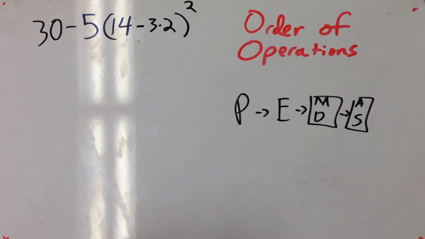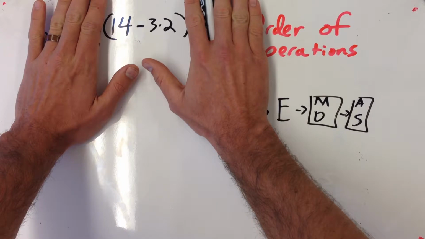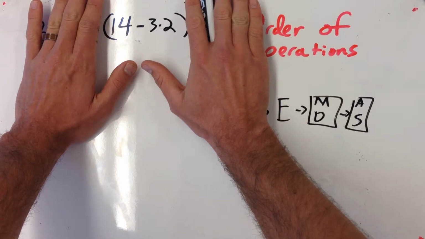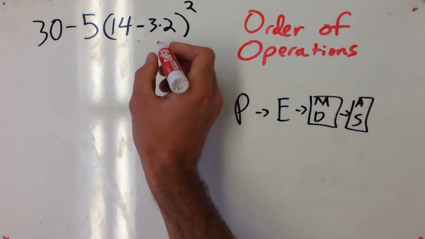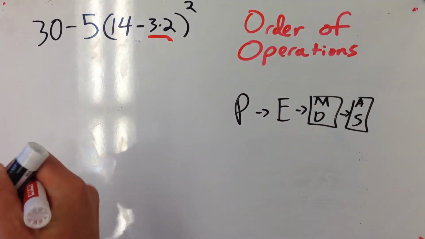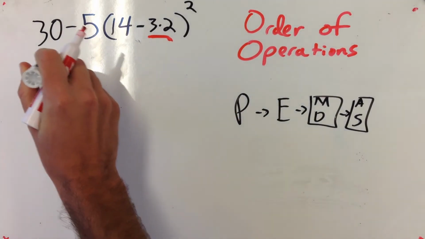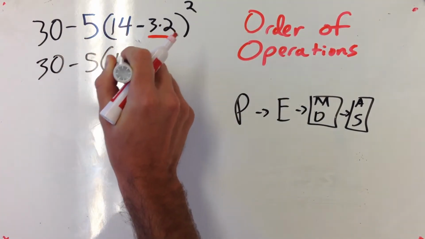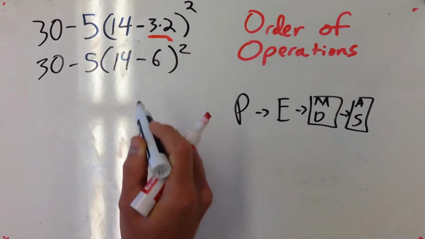We're going to have to start inside the parentheses, so we don't care about anything except what's inside those parentheses. And within those parentheses, we want to do the order of operations. So we have 14 minus 3 times 2. So our first step is we've got to do that 3 times 2. And we're going to be really careful to bring everything down with us. So that's 30 minus 5 times 14 minus 6 squared.